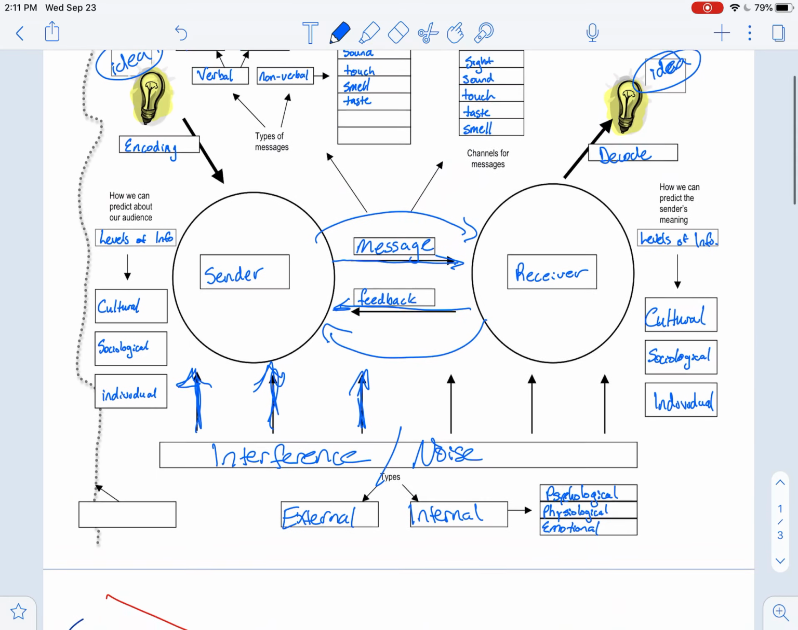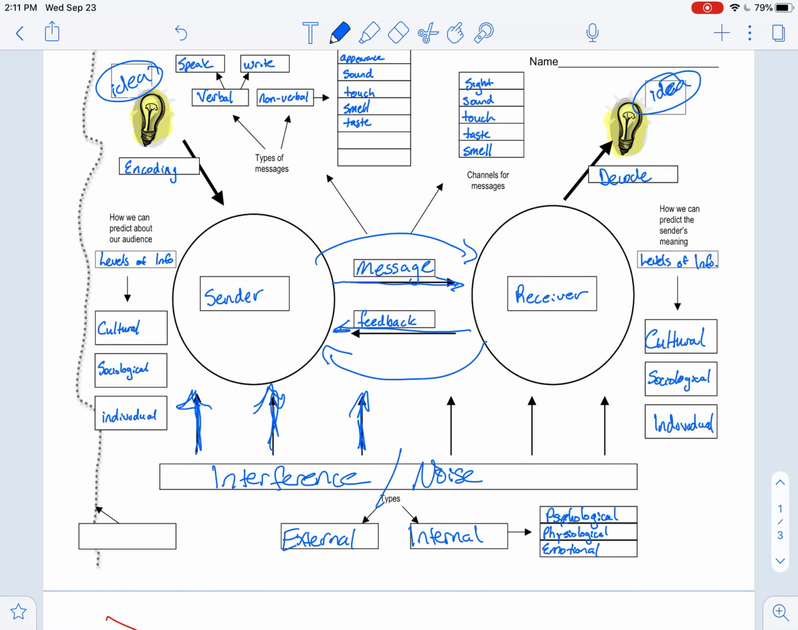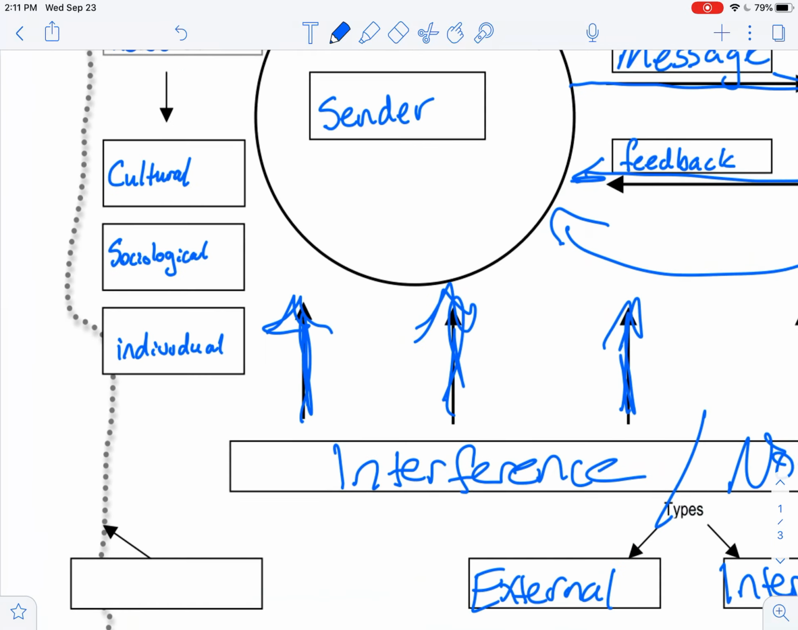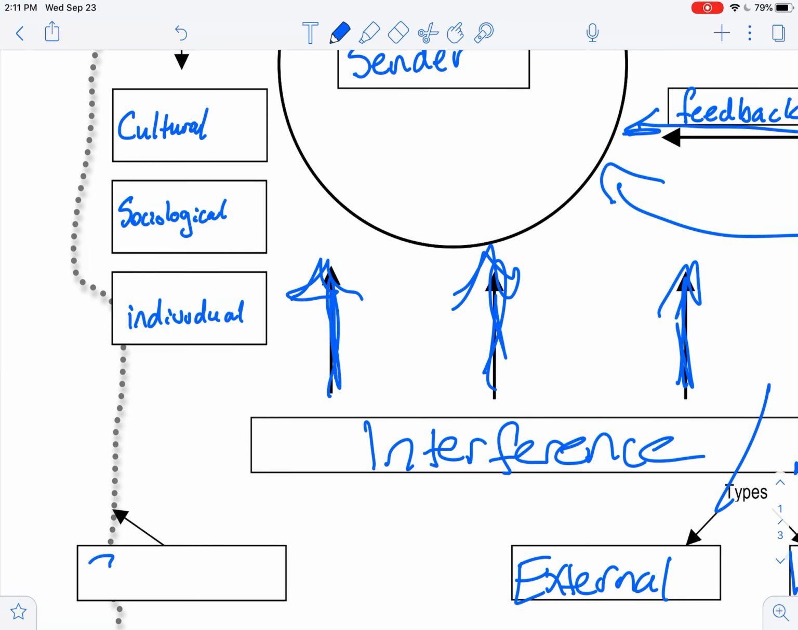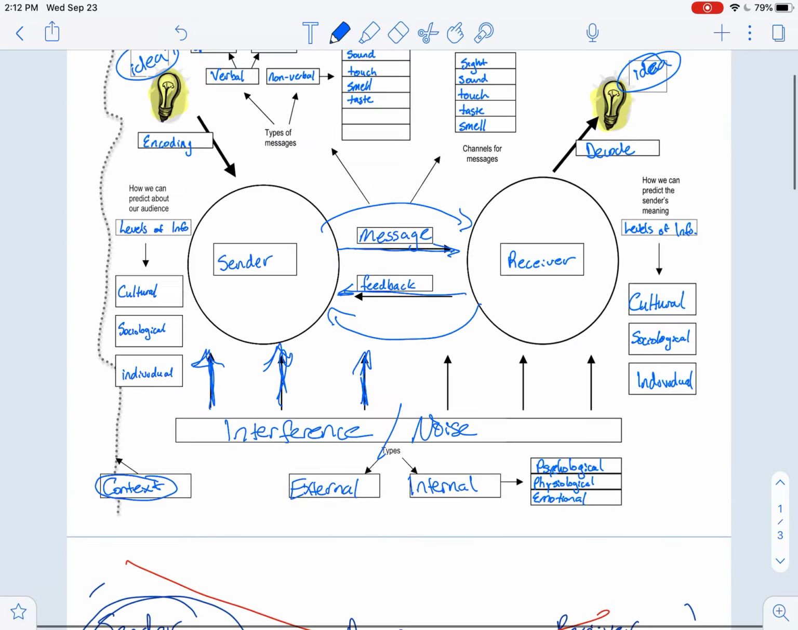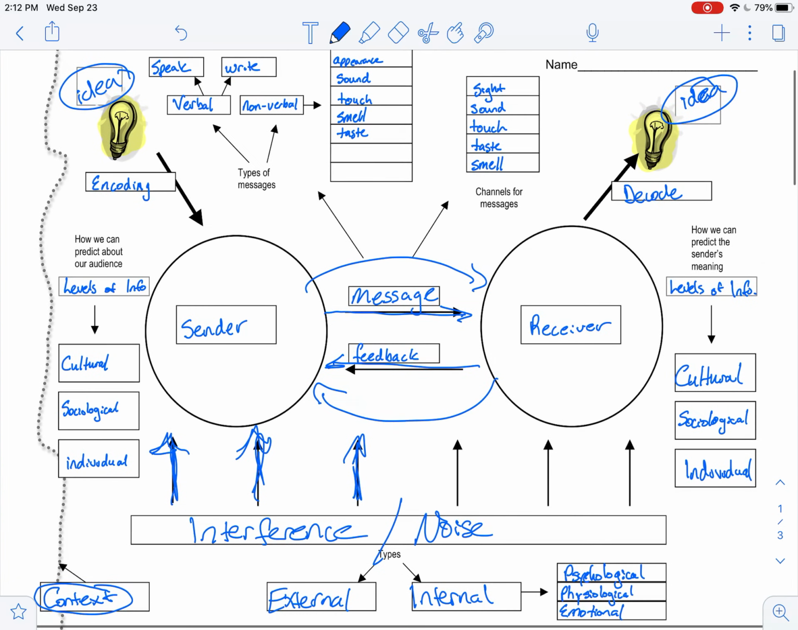Now there's one more big thing that we haven't talked about. This one's kind of hiding in the bottom. Context. Context is so important, you guys. You have to have an awareness of where the communication is happening and for what reason, what time in history, what time of day. You have to have an awareness of the context because depending on the context, the message can be very different.